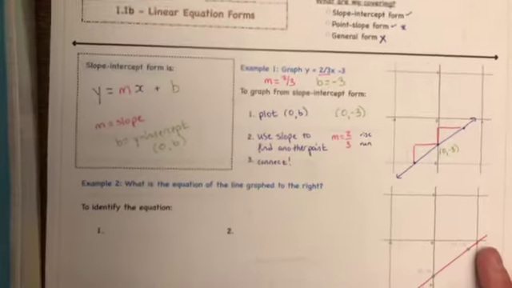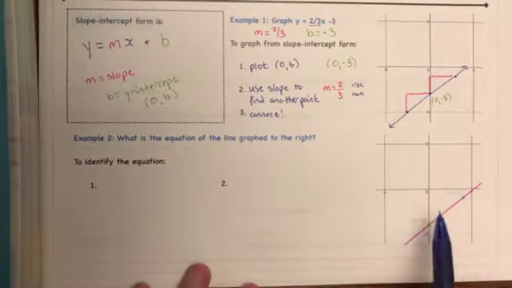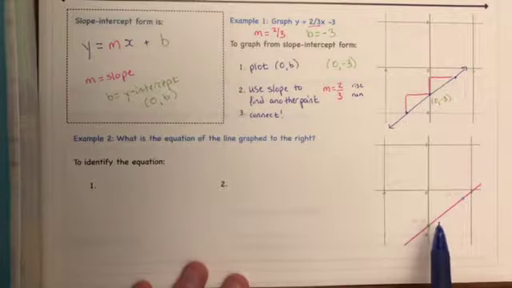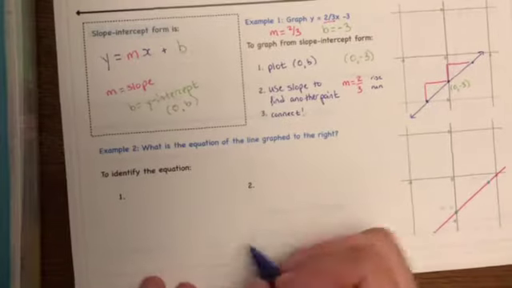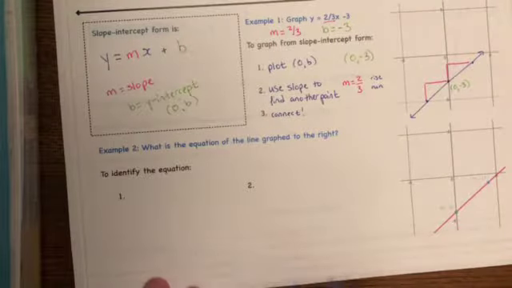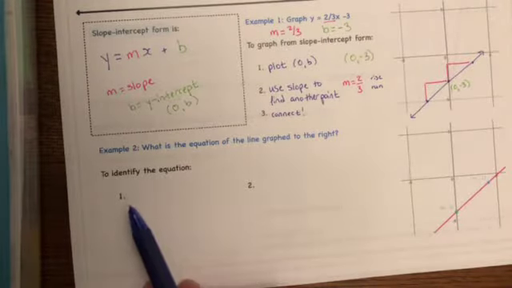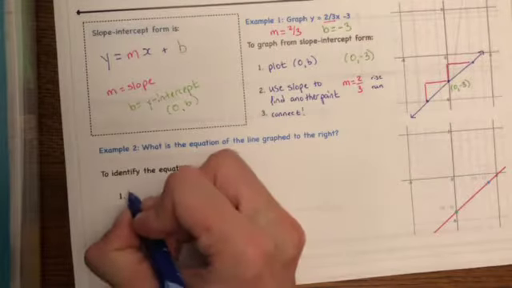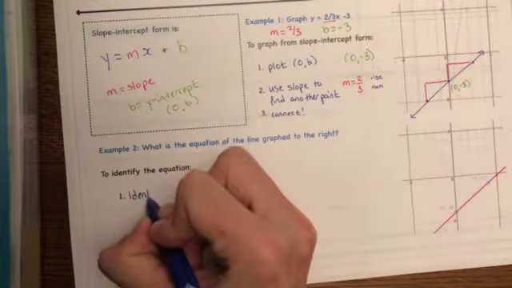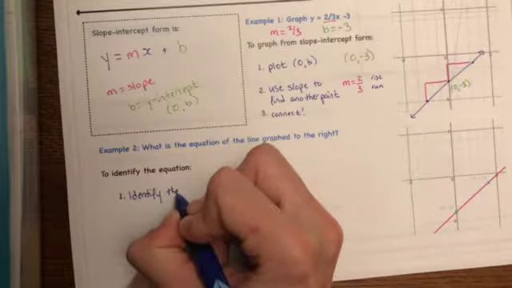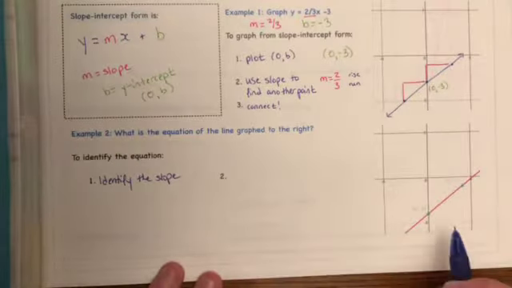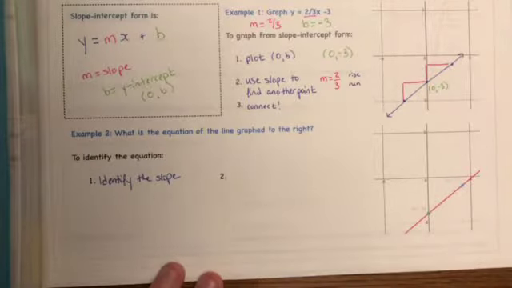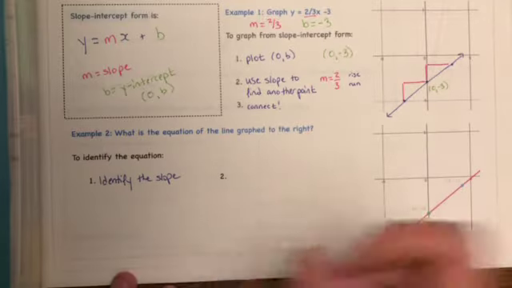All right, we can also go backwards. If we're given a graph, like this graph over here, we can come back and find the equation. There are actually 3 steps. I've got 1, 2, and I'm missing a third here, but we'll get it as we go. The first step is to identify the slope. So our first step when we want to write an equation for a line is to identify the slope. I'm going to do that using the equation from our last lesson.